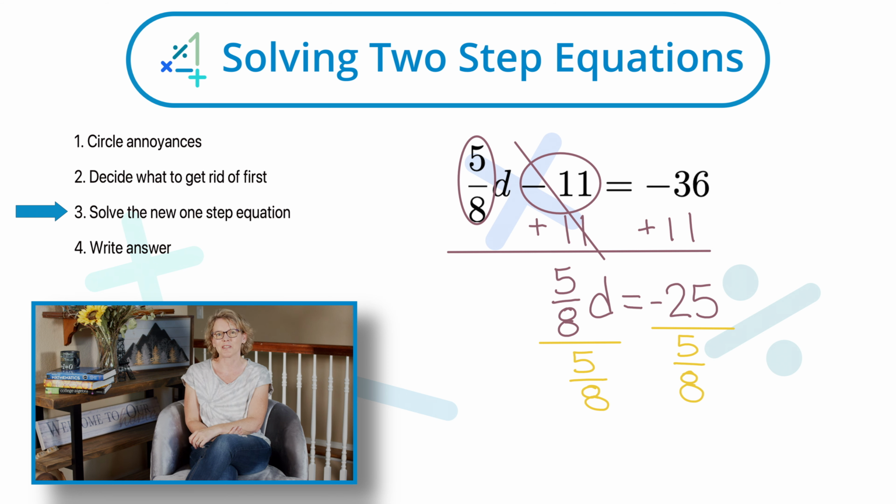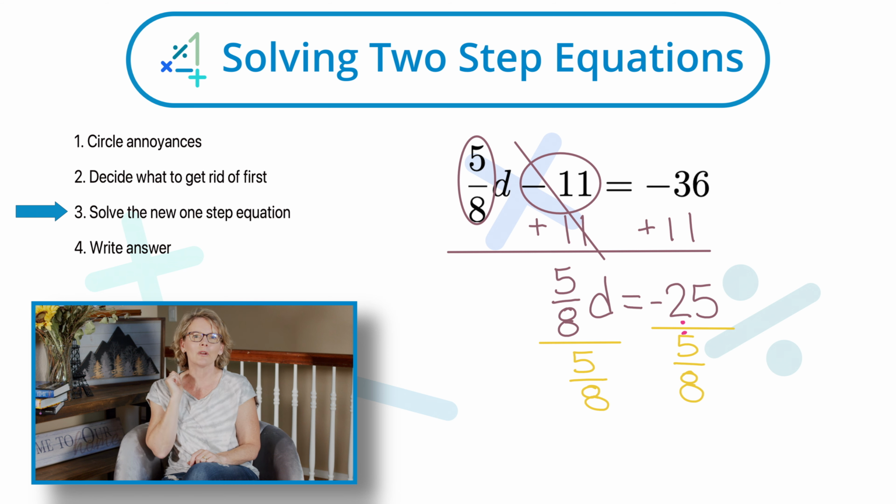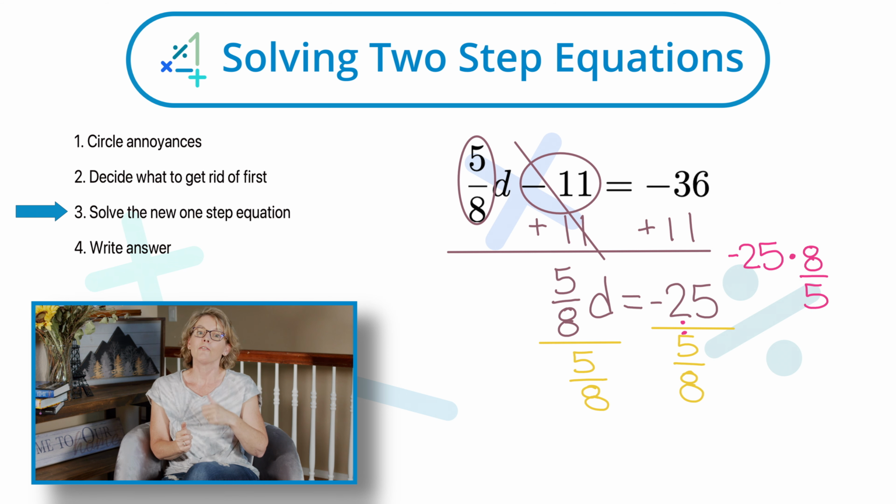I'll take the other side. -25 divided by 5/8. We get to divide fractions. I hope you remember these 3 words: copy, dot, flip. Copy the -25, dot in the middle, flip the second fraction, so now it's 8/5. Do you see that dividing by 5/8 is the same thing as multiplying by 8/5?